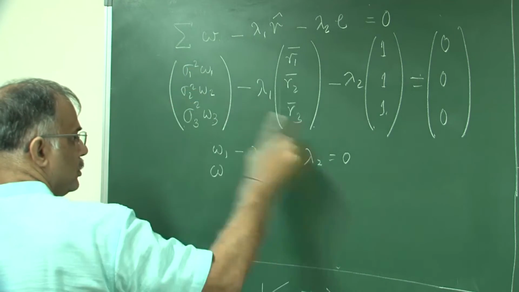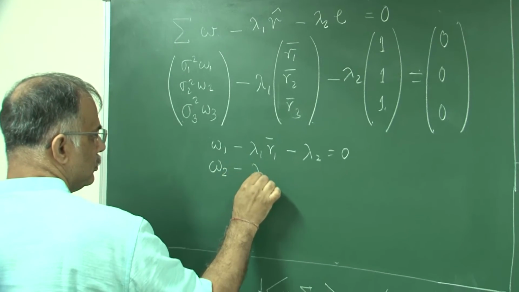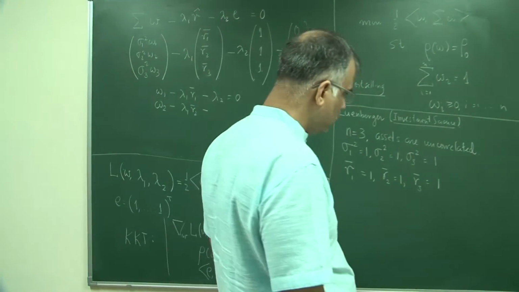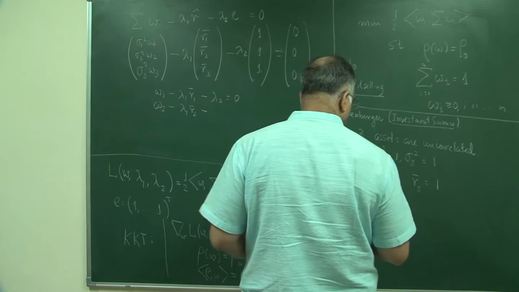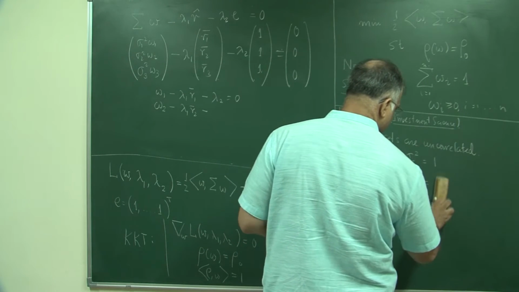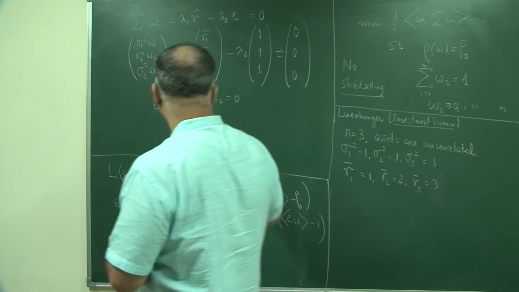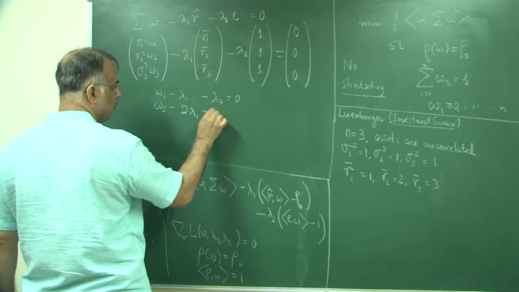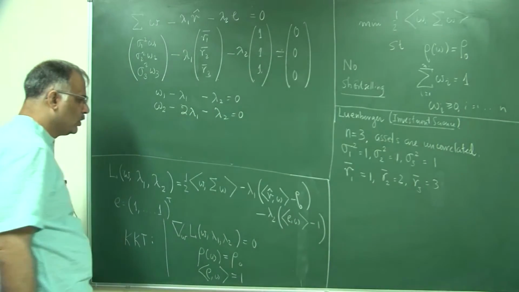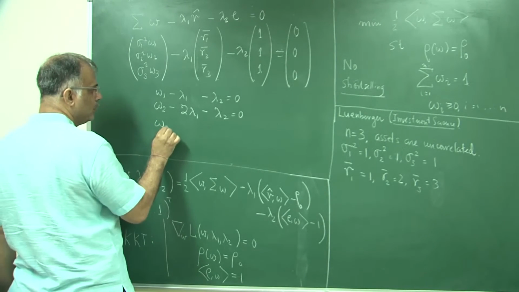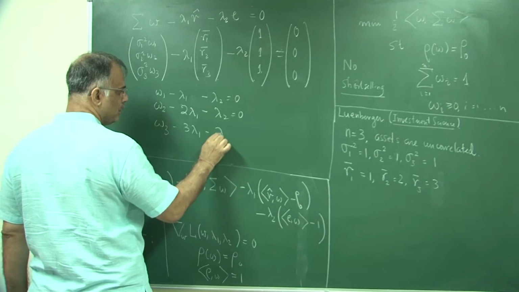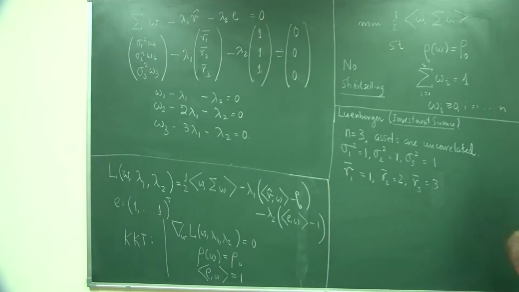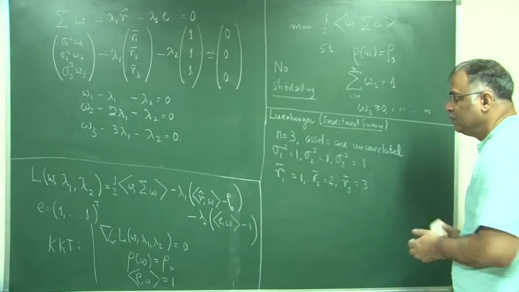So this is all 1, which is already given. But what is R2 bar? Sorry, here I have made a mistake. R2 bar is given as 1, 2, the data is given as 1, 2 and 3. So R1 bar is 1, R2 bar is 2. 2 lambda 1 minus lambda 2 is equal to 0. And then I have omega 3 minus 3 lambda 1 minus lambda 2 is equal to 0. These are the three equations. Sorry, this data I had made a mistake. The data was 1, 2 and 3.